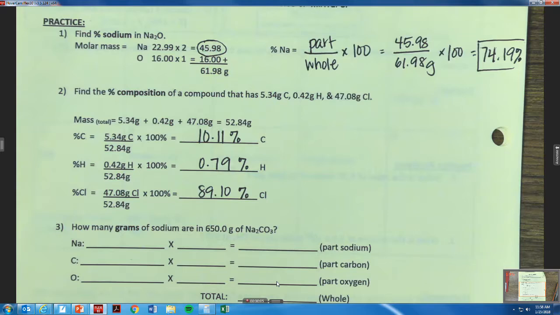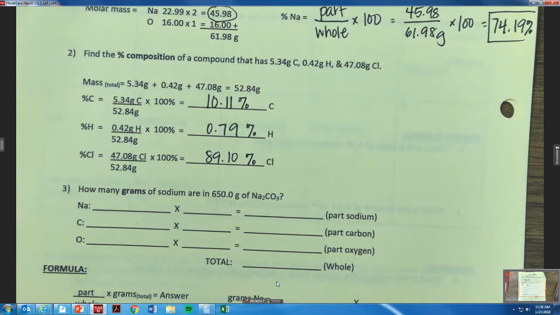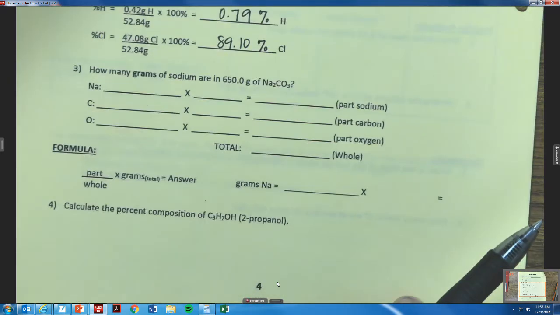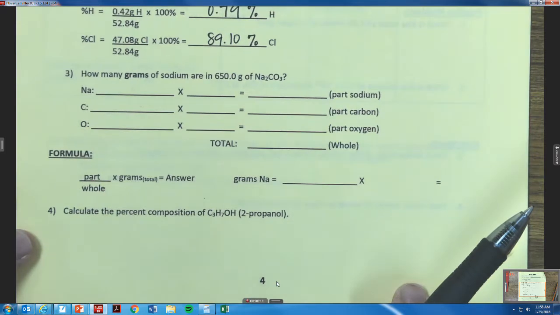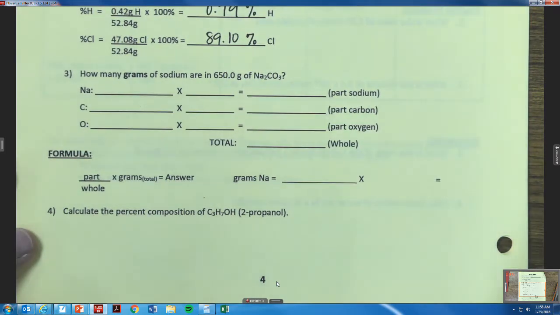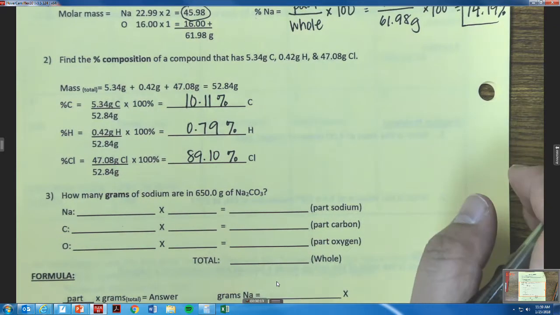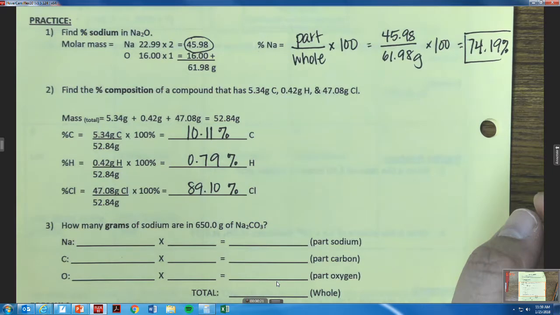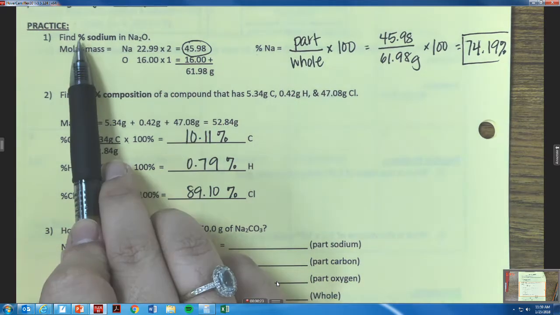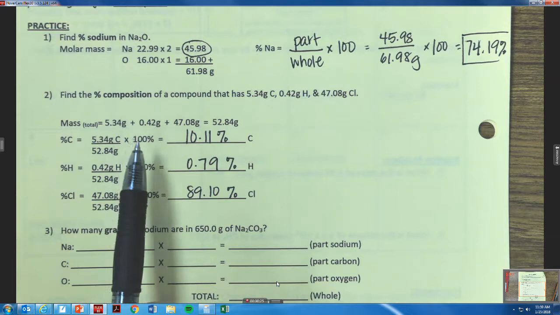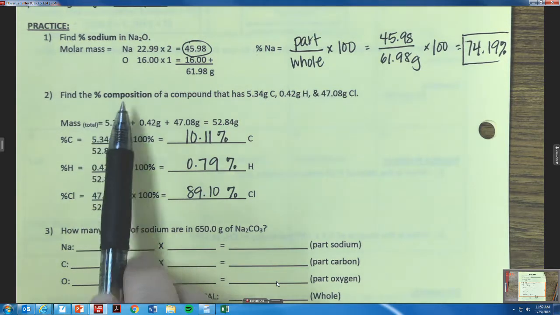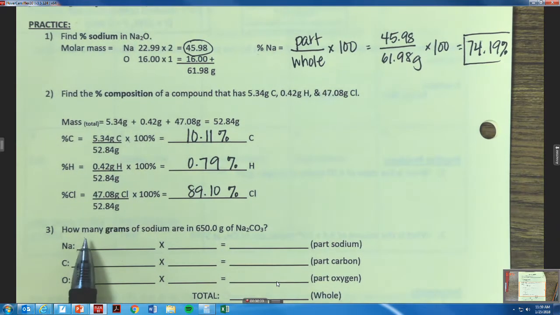Okay, so let's go ahead and do number 3. How many grams of sodium are in 650 grams of sodium carbonate? Now if you notice, our questions are very different. Number 1 was asking for percent sodium. Number 2 is asking for percent composition. Number 3 is asking for how many grams.